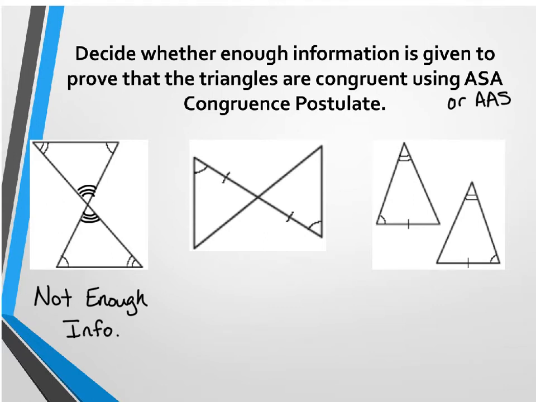Now let's look at this next one. We have two corresponding angles being shown congruent, and then two corresponding sides being shown congruent. And then we can also say by the vertical angle congruence theorem that these two angles right here are congruent. So let's go in order: angle, side, angle. These two triangles are congruent.